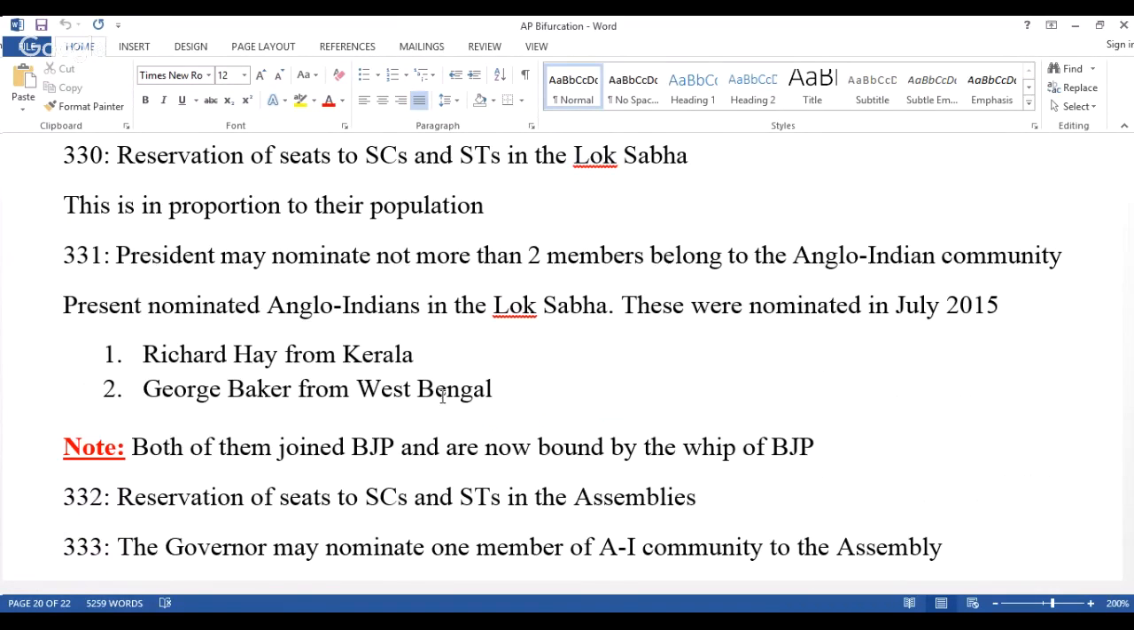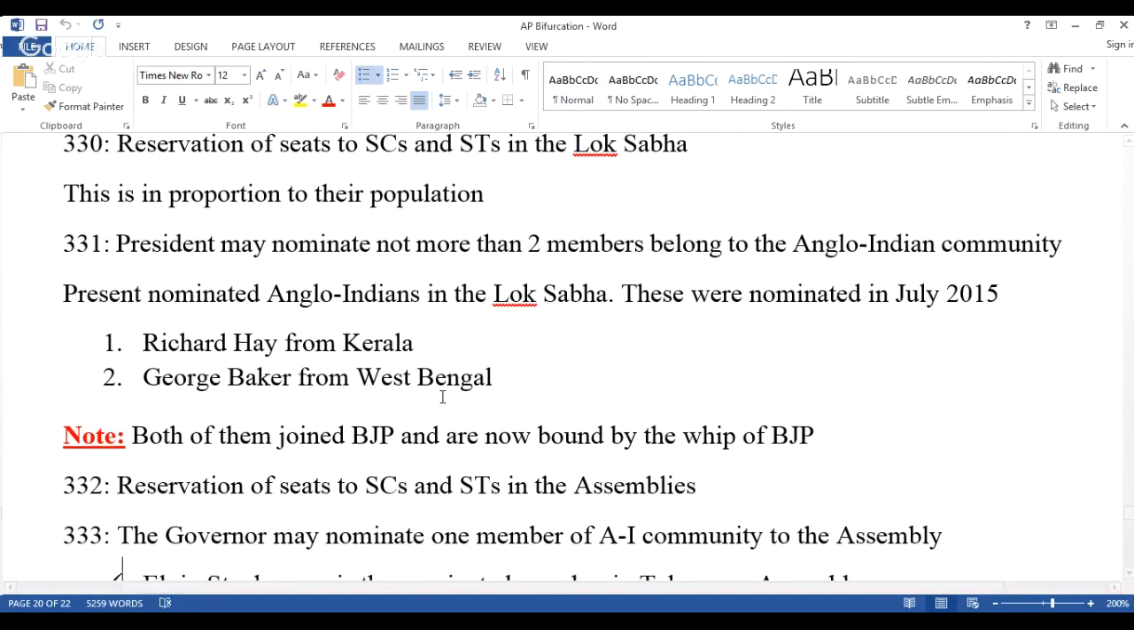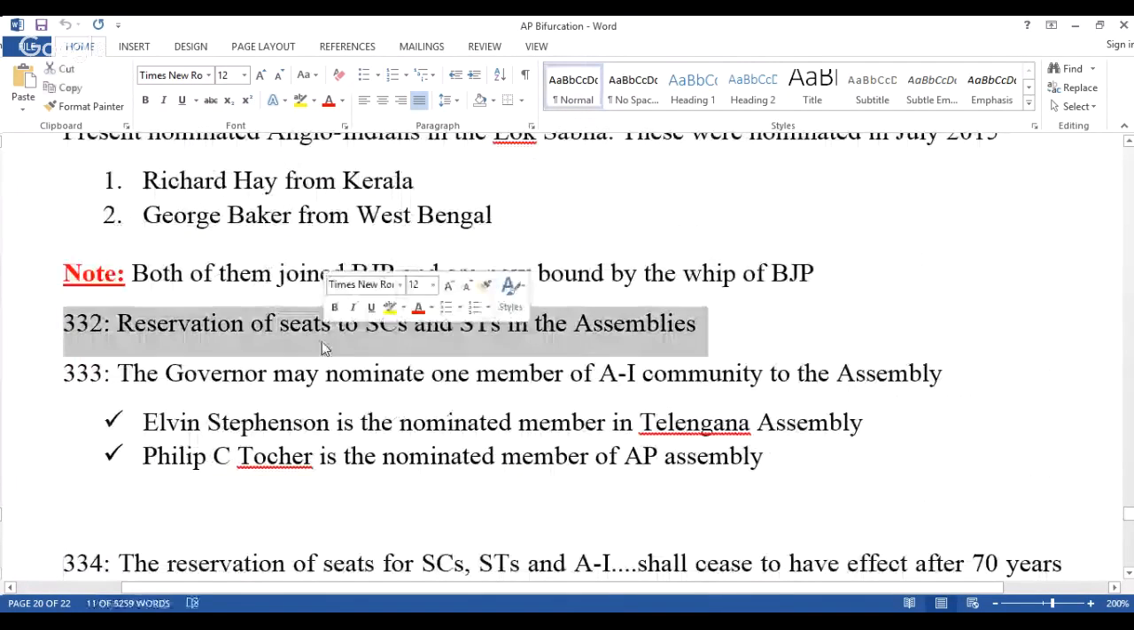Reservation of seats to SCs and STs in the Lok Sabha under article number 330, in proportion to the population. Under article number 331, the President may nominate not more than 2 members belonging to the Anglo-Indian community. Almost in every Lok Sabha, the representation is there, nominated by the President. Next, under article number 332, SCs and STs have been given reservations in the assemblies, also in proportion to the population. And with respect to the governor of the concerned assembly, the governor may nominate 1 Anglo-Indian member to the assembly.